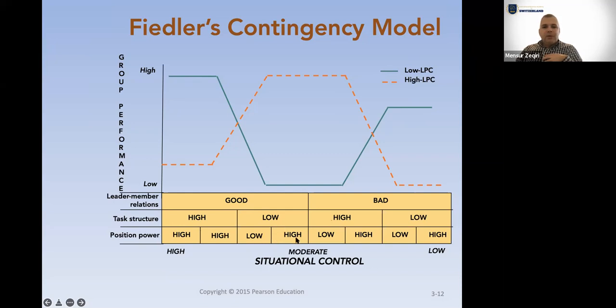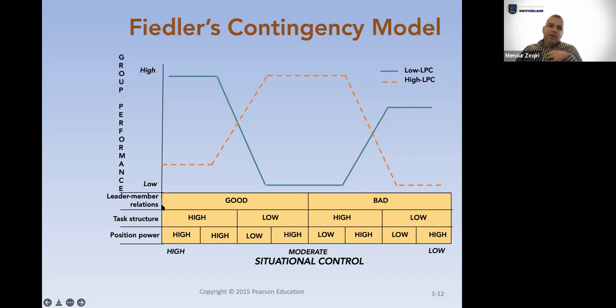and position power is also low or extremely high, whereas the leader-member relations, in these cases, we're going to have the high LPC, as you can see. So it moves up, whereas the other one, the low LPC, you see it moves down with the group performance. And this shows, if we look at what we see in these slides, that this situational control plays an important role.